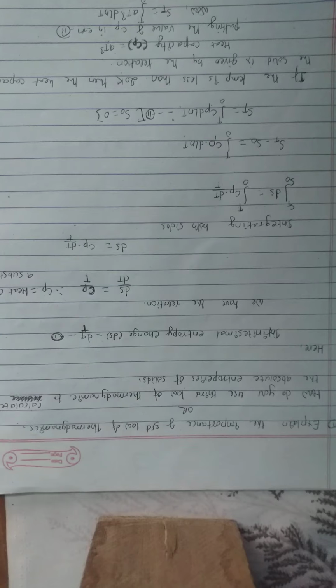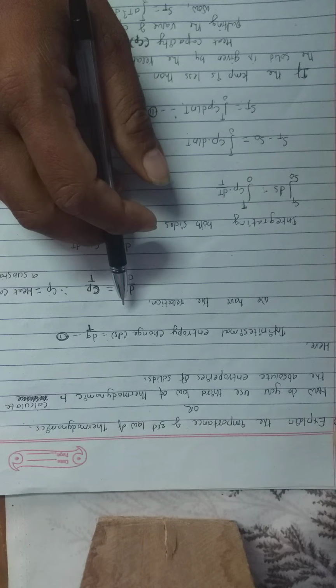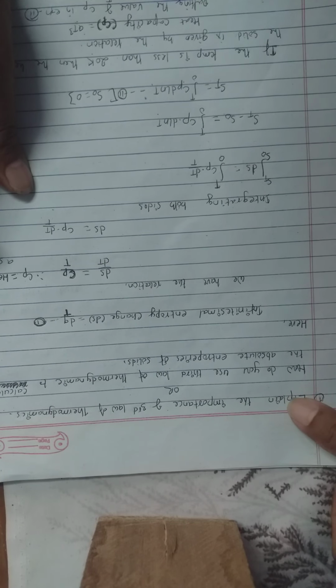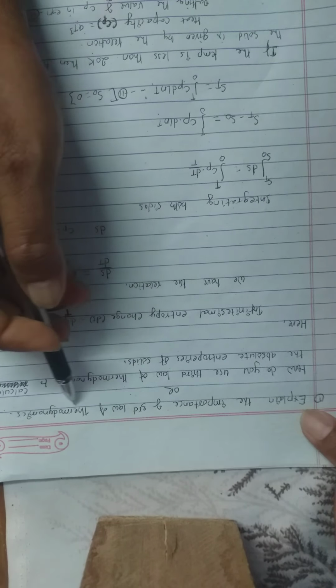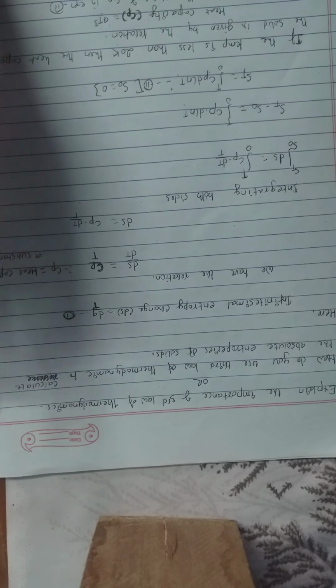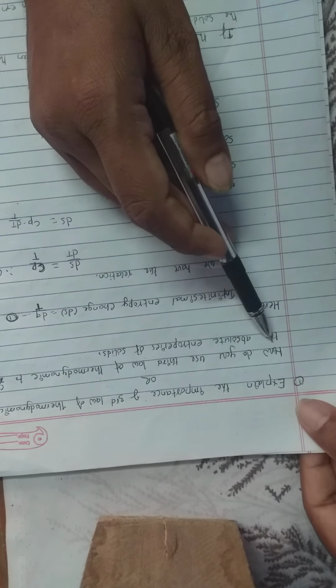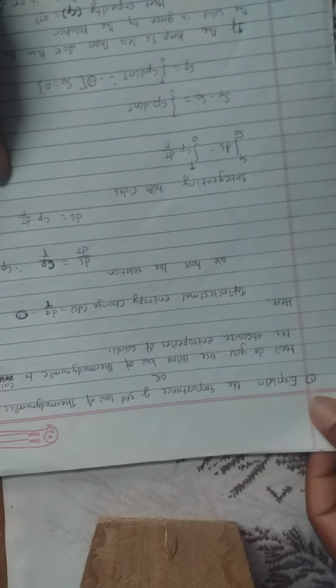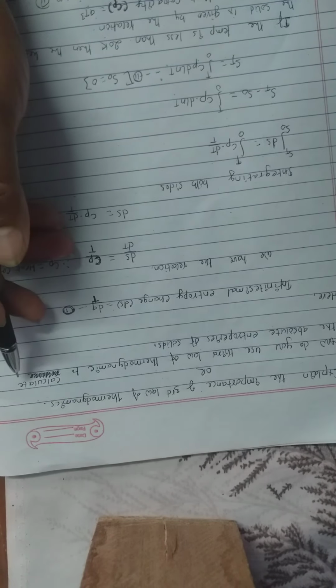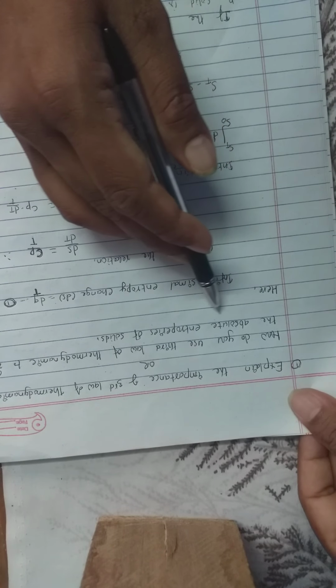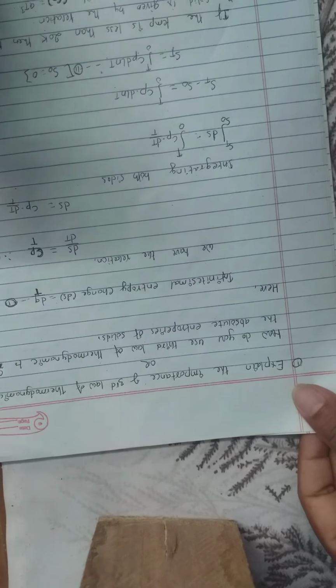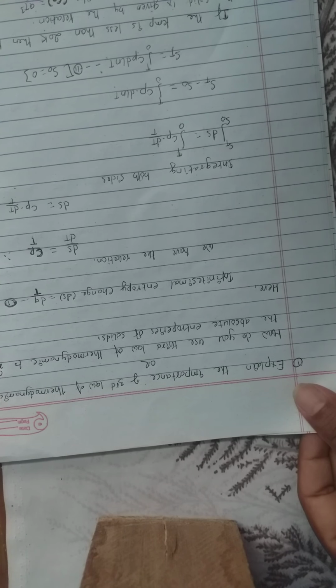In the exam, the question may be asked in two forms. In one way, the question may be asked: explain the importance of the third law of thermodynamics. And in the other way, the question may be asked as: how do you use the third law of thermodynamics to calculate the absolute entropies of a solid? If such a question is asked, we have to derive the equation, we have to derive the formula, as follows.